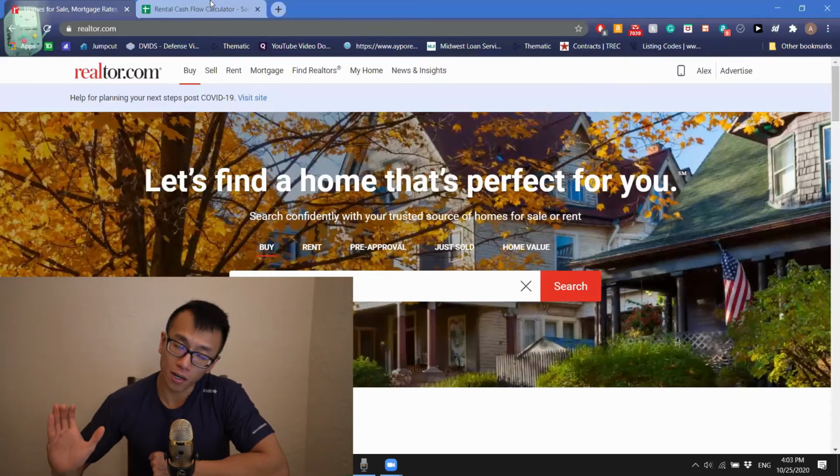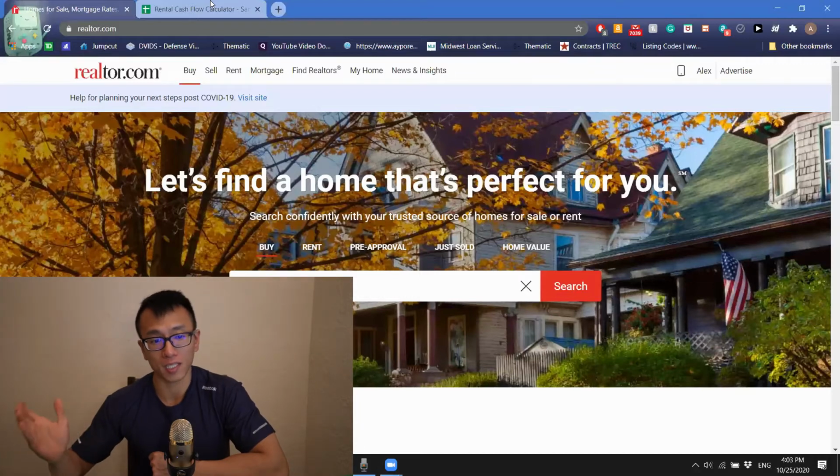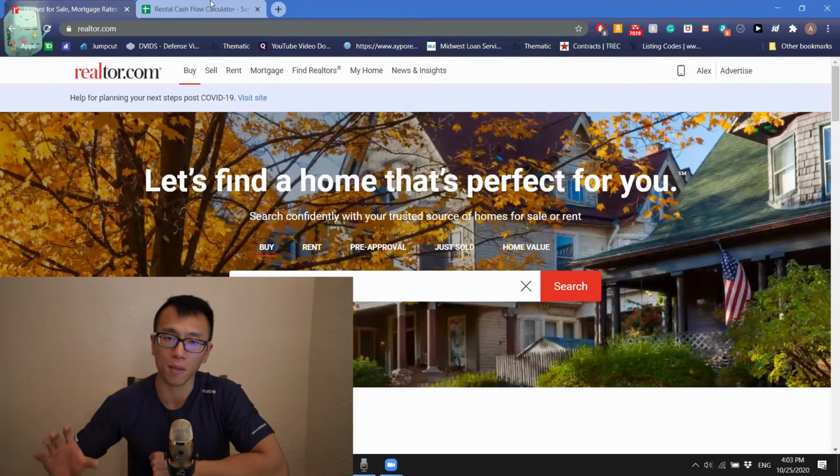But not all people have access to the MLS. Unless you're a real estate agent and you pay a certain fee, you won't have access to it. But the next best thing would be Realtor.com or Zillow.com or Redfin.com. There are all these other websites that basically mirror the MLS.